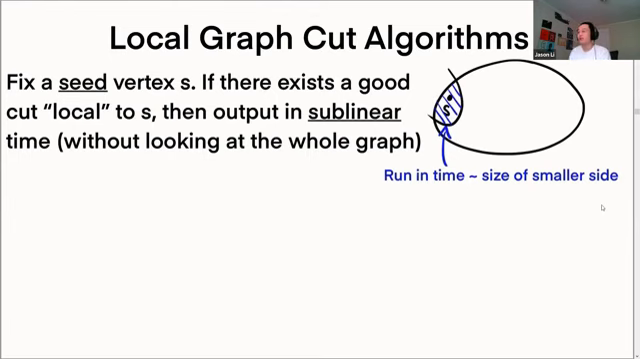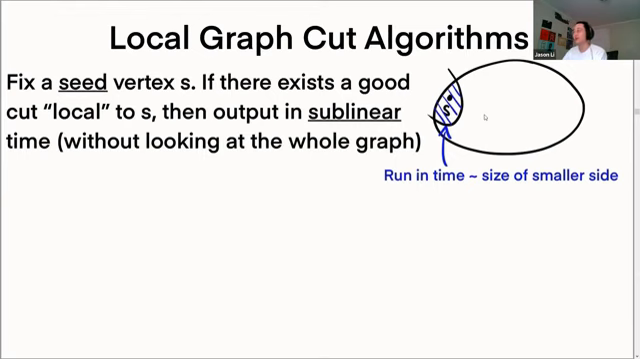So for the local algorithm side, the basic concept is as follows. Given a graph, let's fix a seed vertex S, just some vertex S. If there's some good cut for some problem that we won't specify, that is local to S in the sense that the smaller side of the cut contains S and has a small number of, say, vertices or edges, then we want to output the cut or a similar cut in time sublinear in the entire graph. Essentially, we don't want to look at the entire graph. We want to run in time sublinear in, say, the number of vertices or edges of the graph.